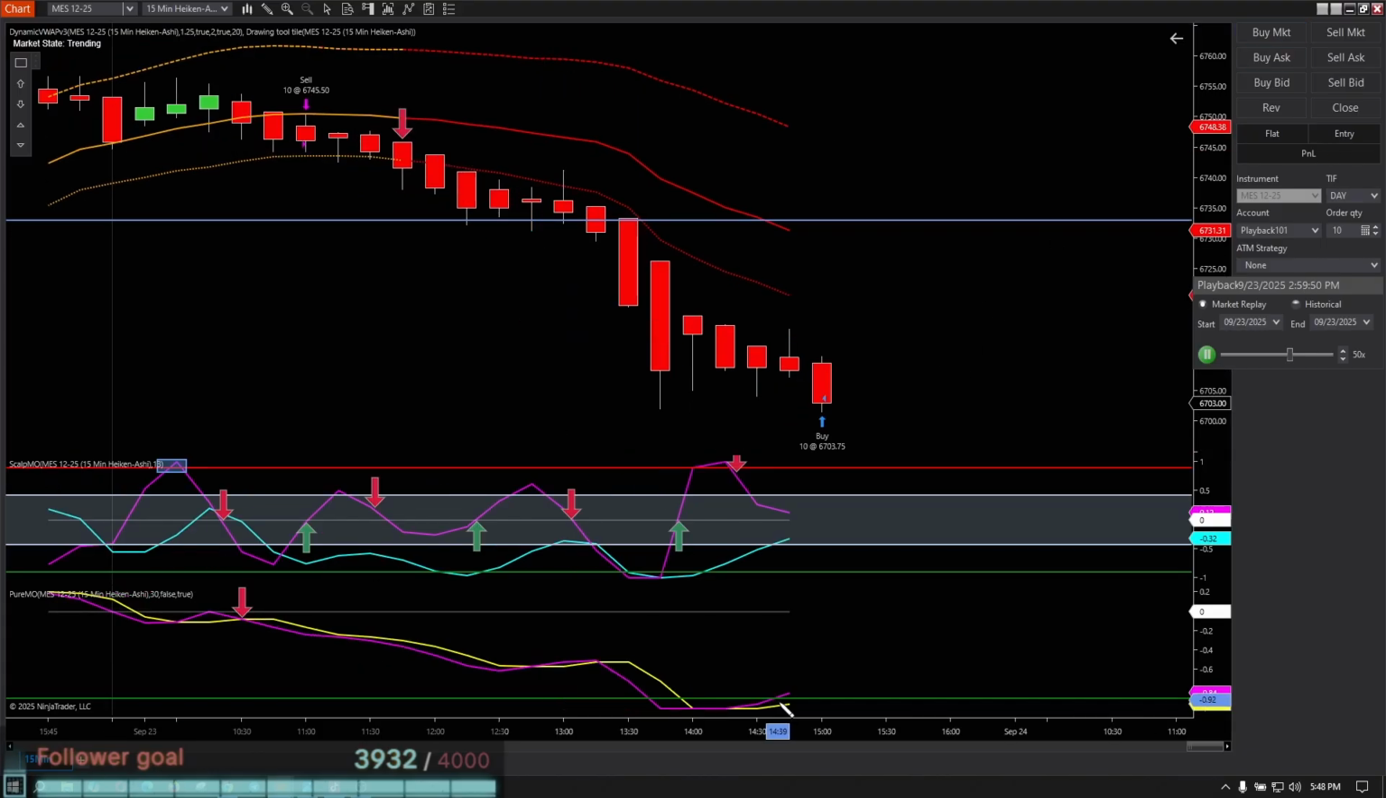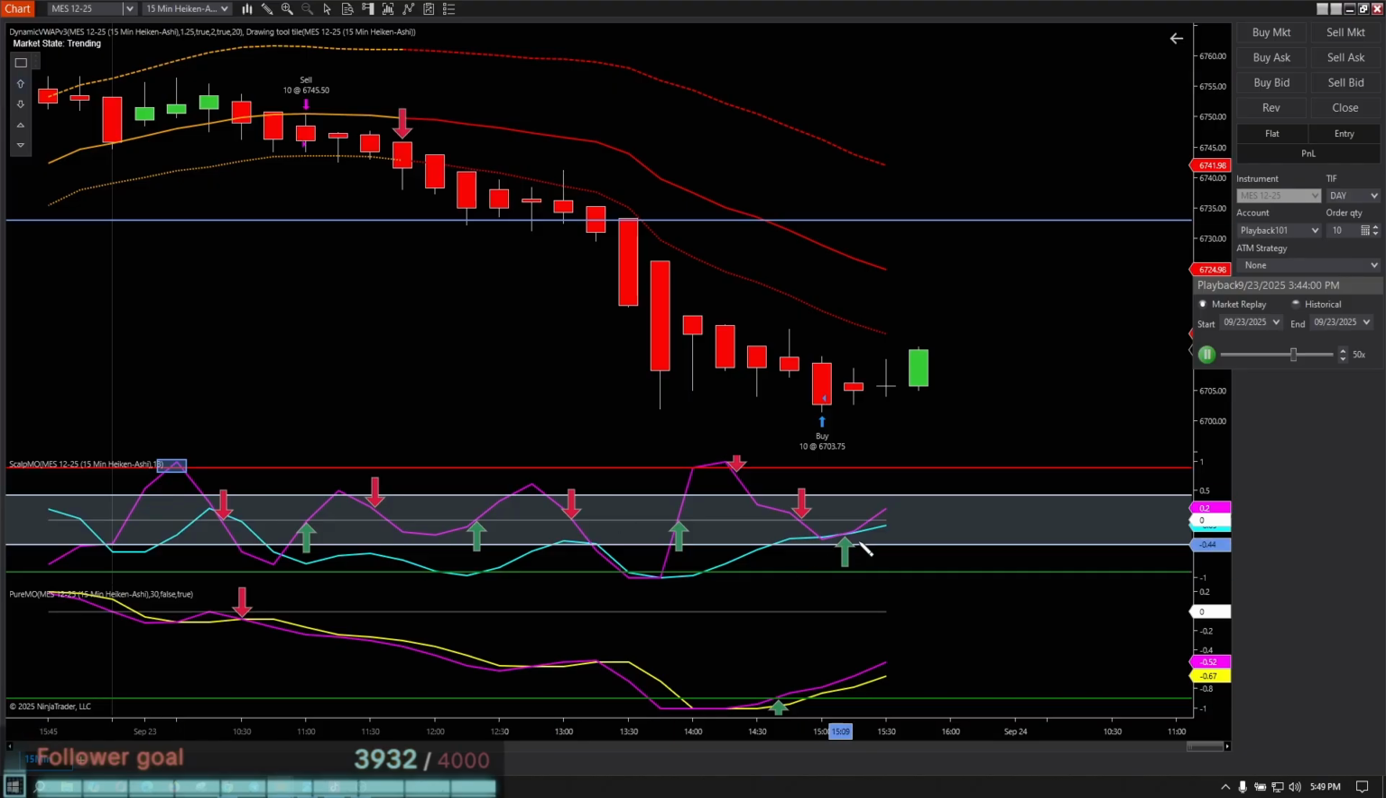Why? Because PureMO hit the exhaustion zone right there, and that is the end of it. Okay, nothing else left in that trade. There's like a little itty bitty component of it that's left here in ScalpMO, but you just had a crossing inside right here as well. So your exit is bingo right there. You're done.